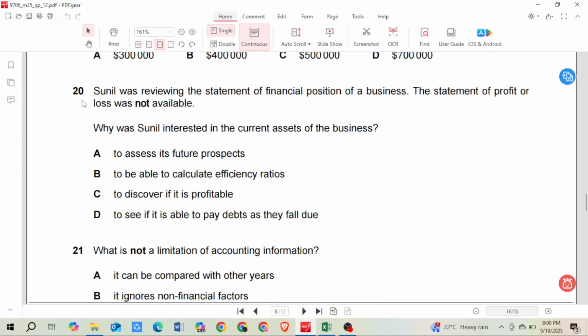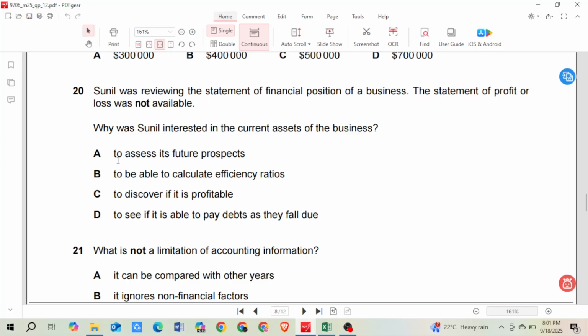Question number 20. Sunil was reviewing a statement of financial position of a company. The statement of profit or loss was not available. Why was Sunil interested in the current assets of the business? A, to assess its future prospects. B, to be able to calculate efficiency ratios. C, to discover if it is profitable. And D, to see if it is able to pay debts as they fall due.